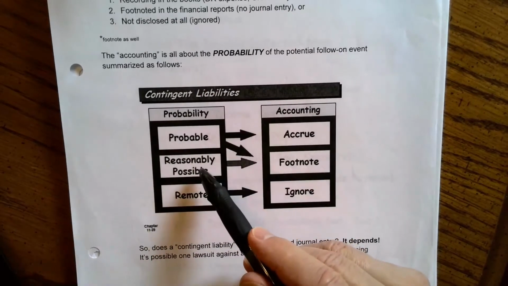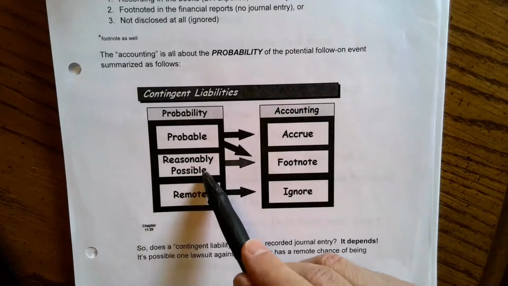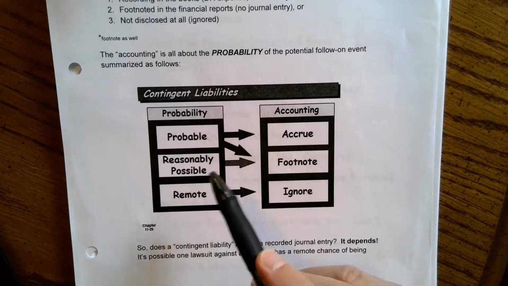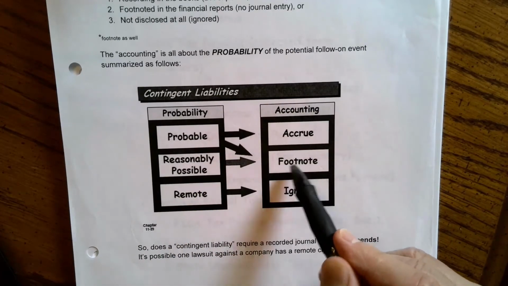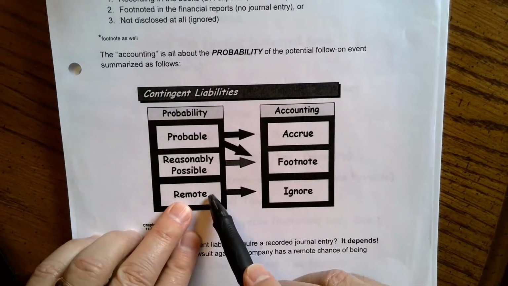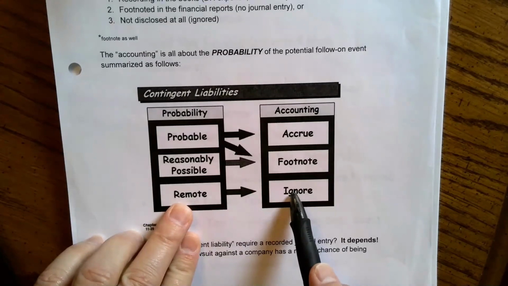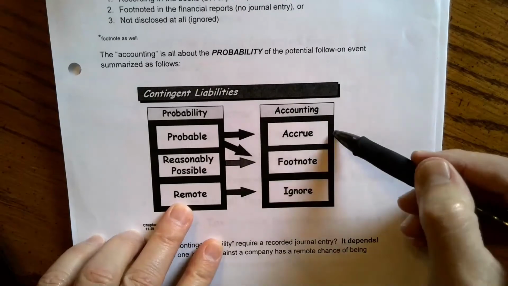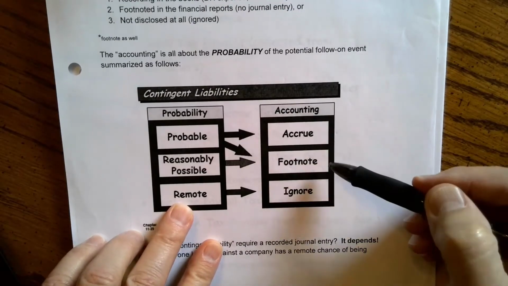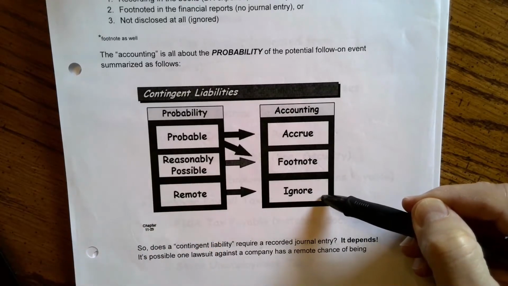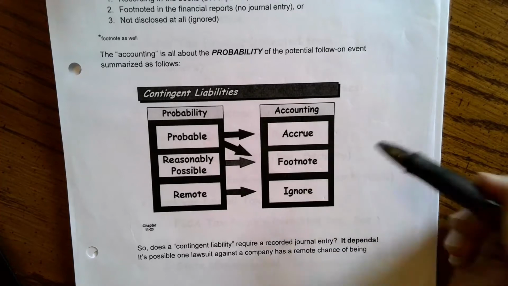If the follow-on event, the lawsuit, is only a reasonable possibility of future payment, in other words, that the suit will be won in court by the plaintiff, it only requires to be footnoted. And if the probability is remote that that lawsuit will result in future payment, it can be ignored, no journal whatsoever. So the various levels are either it's accrued in the books, it's booked, or it's only footnoted, or it's ignored completely, not recorded in the journal entry, not even footnoted in the financial statements.